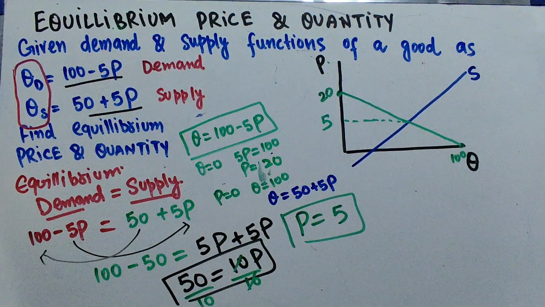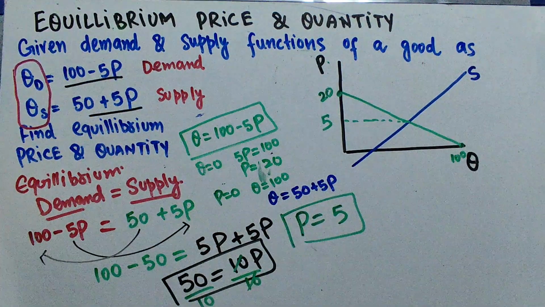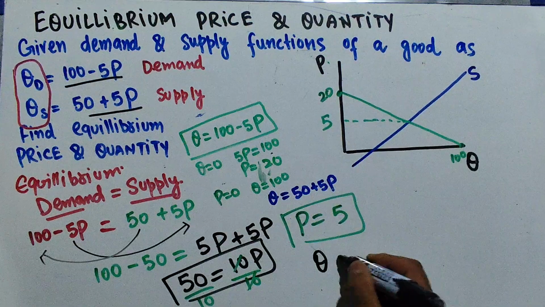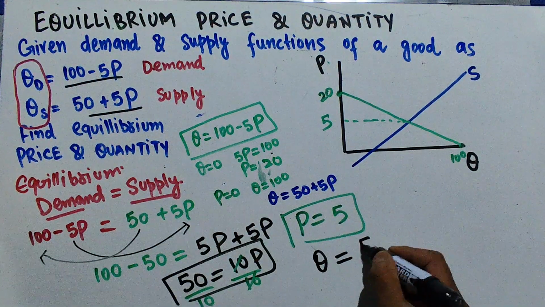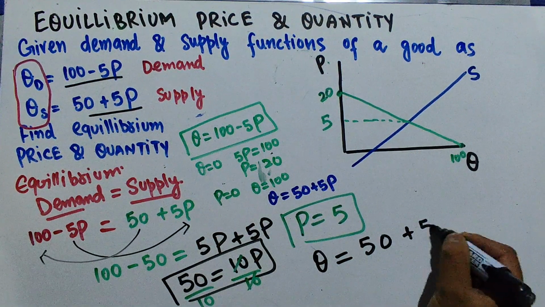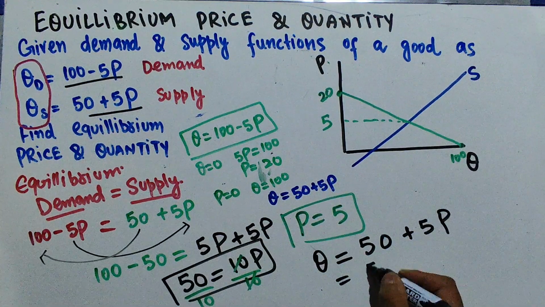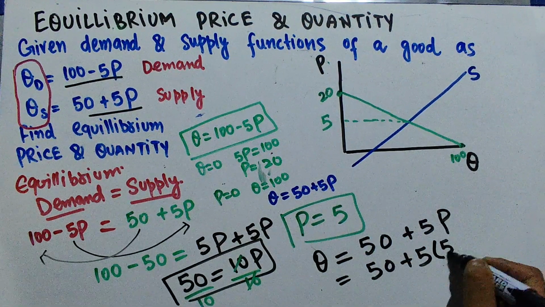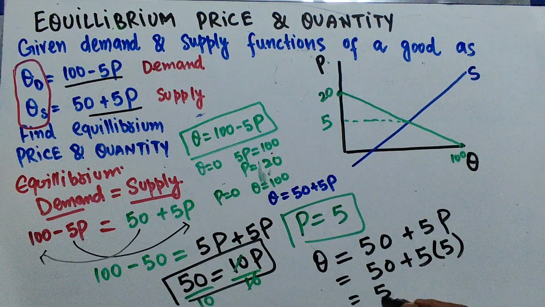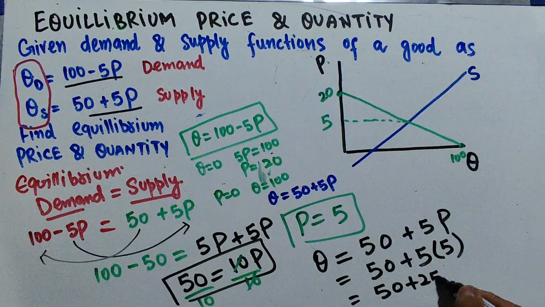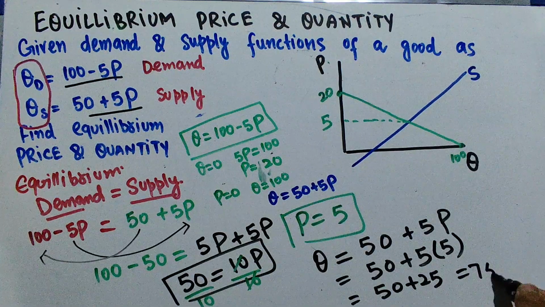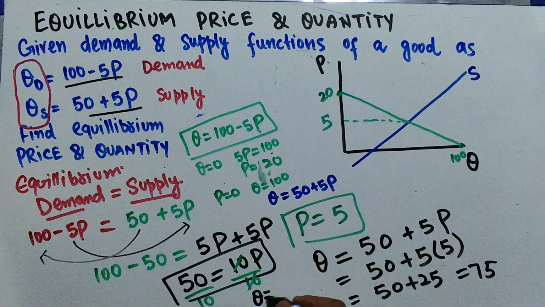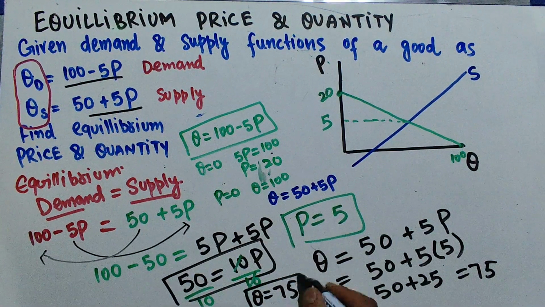To find out the equilibrium quantity, simply plug P equal to 5 into either the demand or supply function. Let us put it into the supply function. So Q will be equal to 50 plus 5P. That gives us 50 plus 5 times 5, since the value of P is 5 here. So we can write 50 plus 25, which gives us 75 as the equilibrium quantity. So Q will be equal to 75 here.